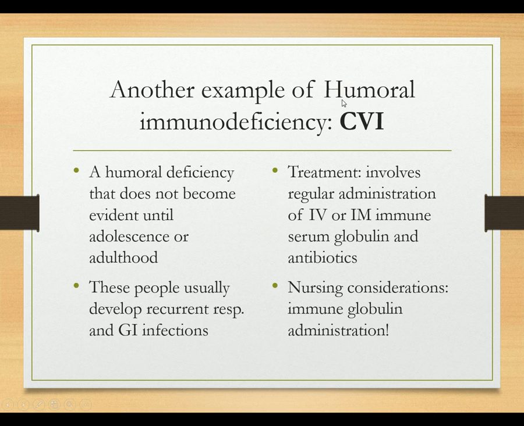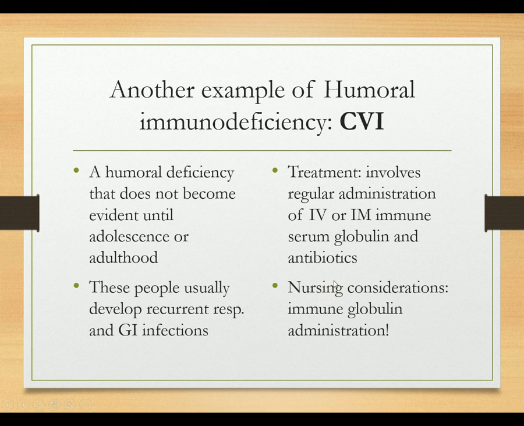Now, another example of humoral immunodeficiency is called CVI. What did I say that stood for earlier? Common variable immunodeficiency. And these were ones that did not become evident until adolescence or adulthood. Now, these people usually develop recurrent respiratory and GI infections. And for this group, they usually get regular administration of IV or IM immune serum globulin and antibiotics.